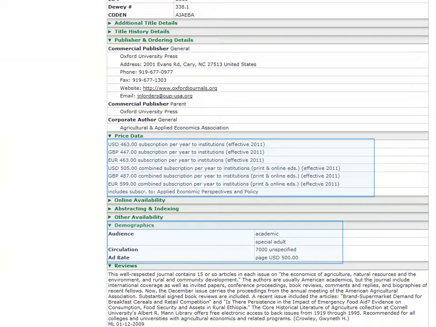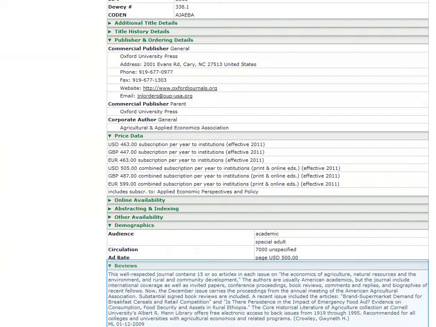View the demographics field, which states that the audience is academic. Notice the review includes reference to this title as a well-respected journal and is recommended for all colleges and universities with agricultural economics and related programs. All of this is evidence that this journal is a top journal in the field of agribusiness and where much scholarly research in this field is published.